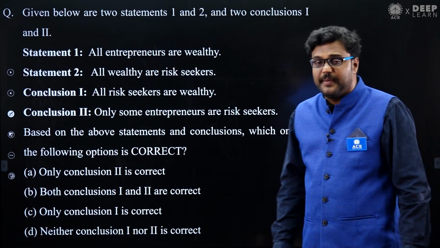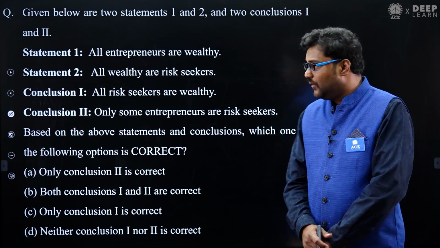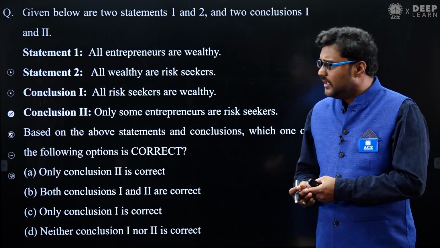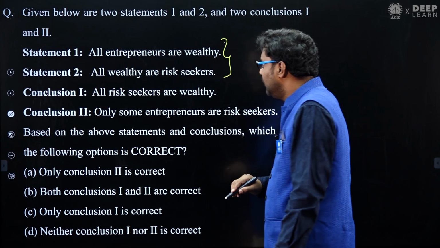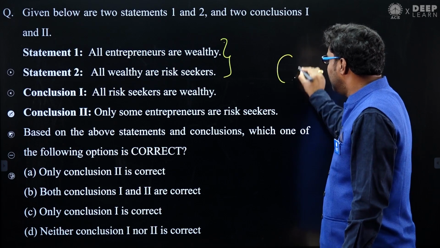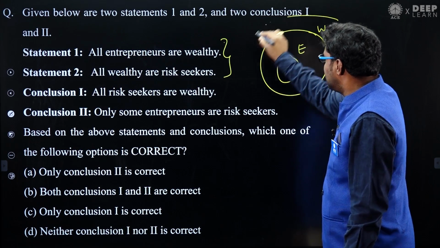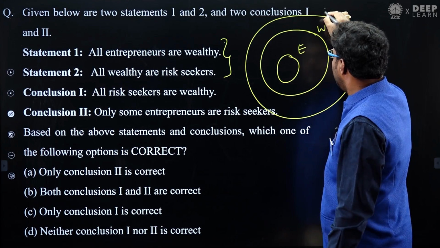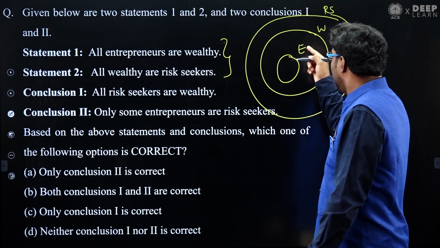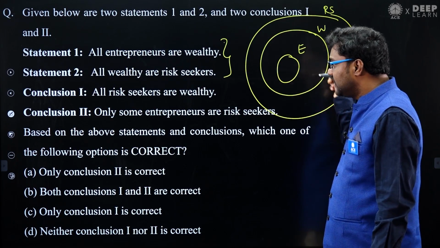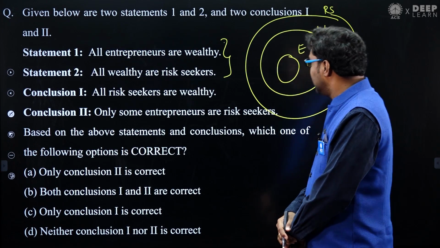See this next question, my dear friends, related to the syllogism concept, logical reasoning, logical conclusions. See, they have given some statements. What they mentioned: all entrepreneurs are wealthy. All wealthy are risk seekers. Now, with respect to this diagram, which conclusion is correct?